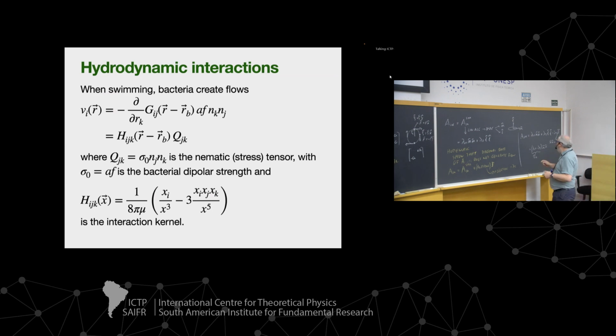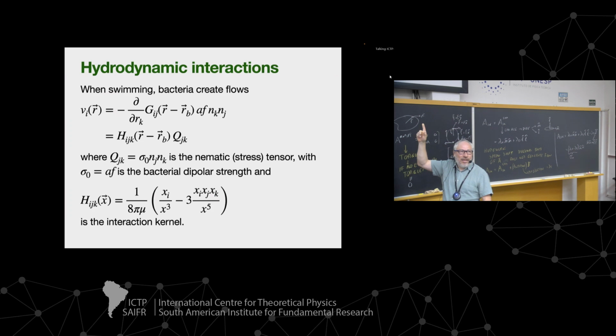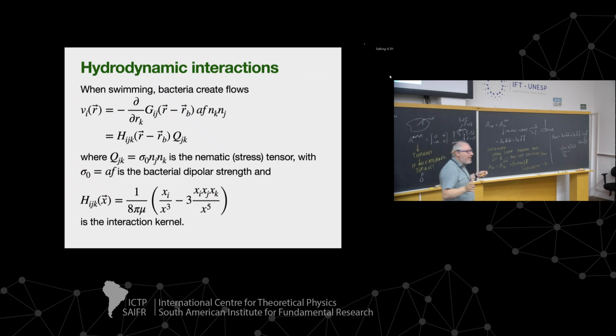So some people write it like this, the Q tensor. Julia didn't. She wrote it as a traceless tensor. It's the same thing because the trace, the diagonal, is not generating any flow. Convince yourself.